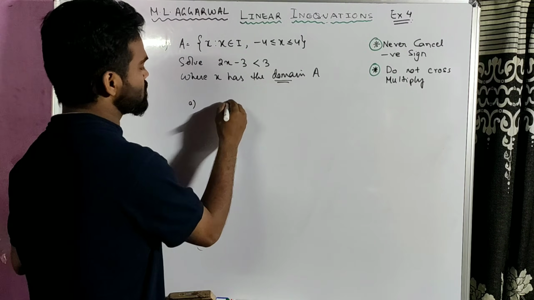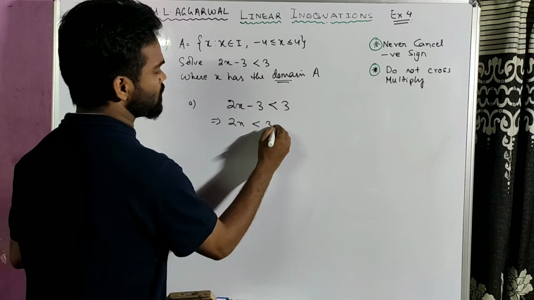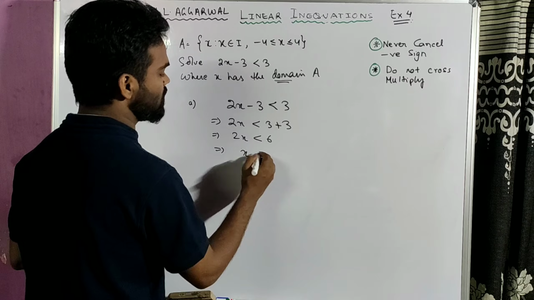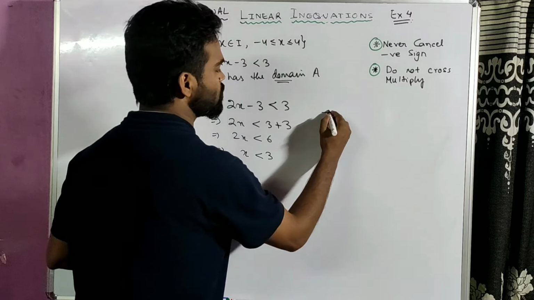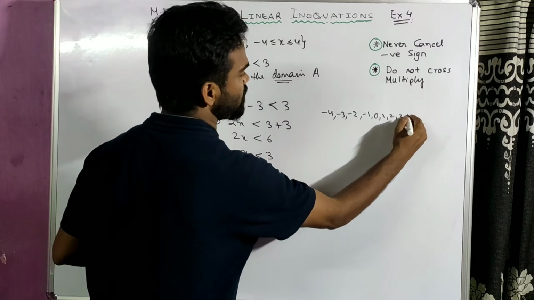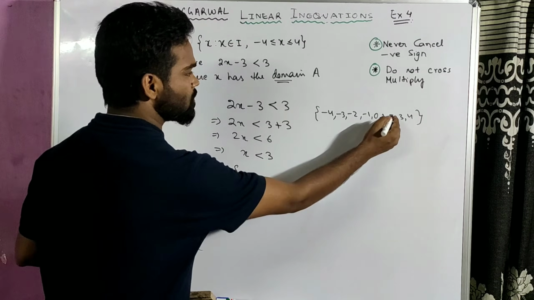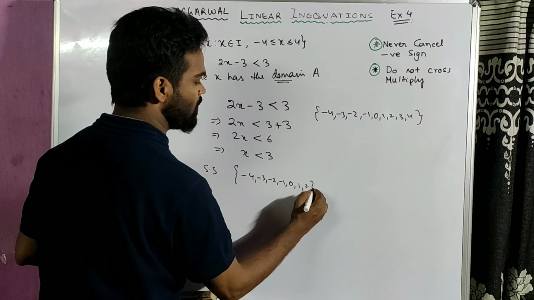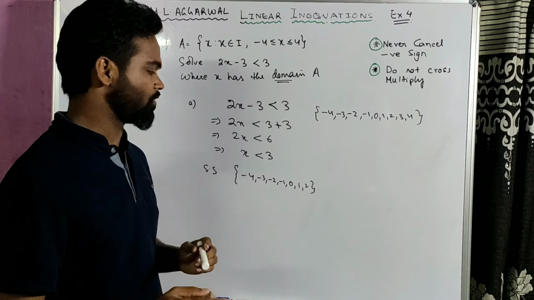So we'll solve the inequation first. 2x minus 3 less than 3. So we can do 3 plus 3, okay? So this is 2x less than 6. So we can say x less than 3. So what will be my solution set? Less than 3. Over here the values are -4, -3, -2, -1, 0, 1, 2, 3, 4. This is my replacement set. So what will be the solution set? Less than 3. So -4, -3, -2, -1, 0, 1 and 2. They've asked for the number line also, which I think you can draw from now, okay?